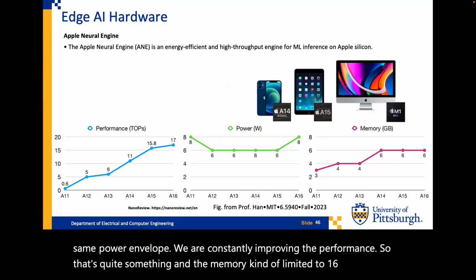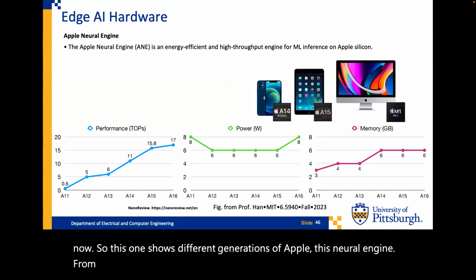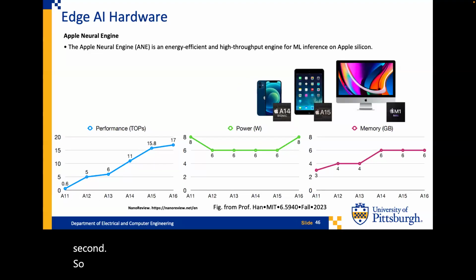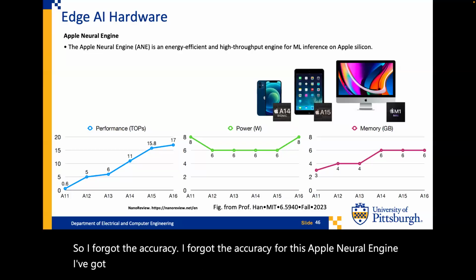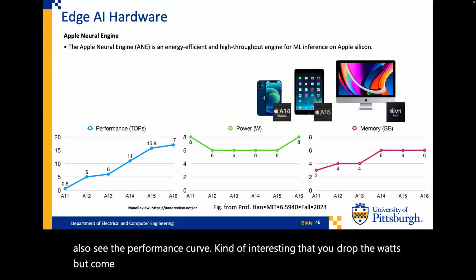This one shows different generations of the Apple neural engine. From A11 to A16, the performance is now about 16 tera operations per second. I forgot the precision for this Apple neural engine. I forgot how many bits of floating point it is. But you can also see the performance curve. Kind of interesting that the watts drop but come back again, and that's the memory cap.